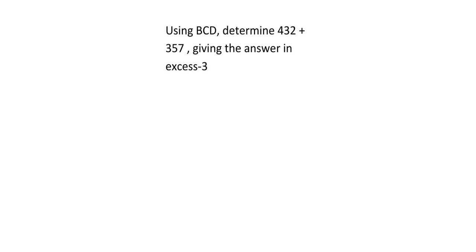Using BCD, determine 432 plus 357, giving the answer in excess-3. So here we are going to use BCD code to add these two numbers, and the answer that we get at last, we convert it into excess-3 code.